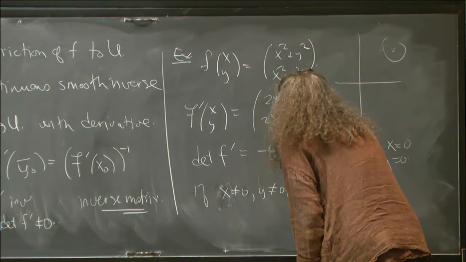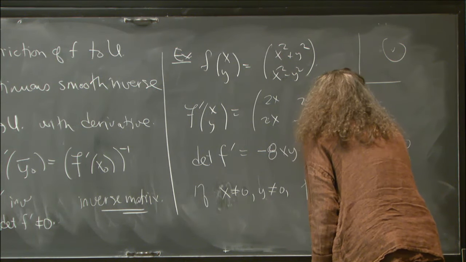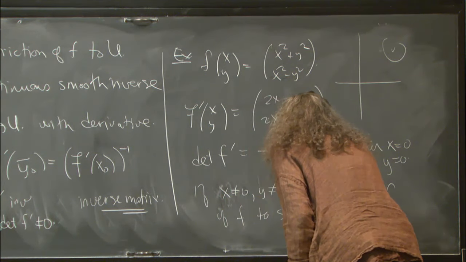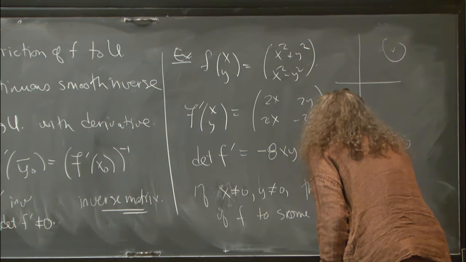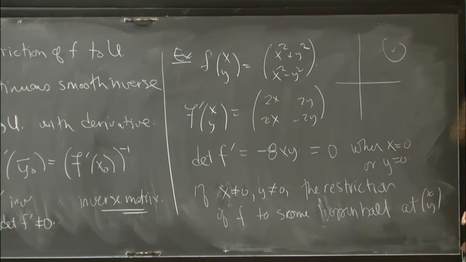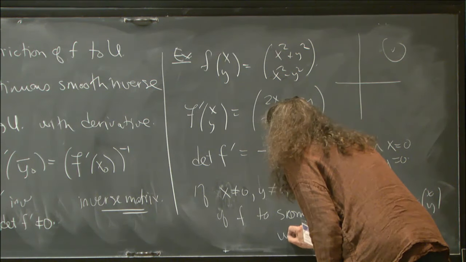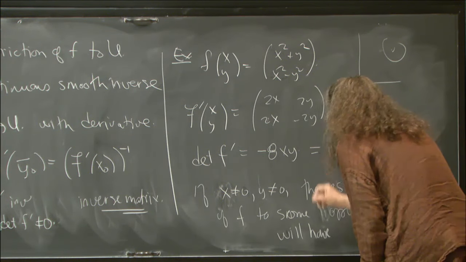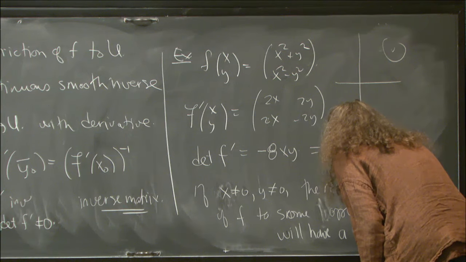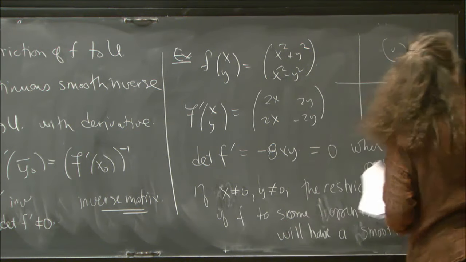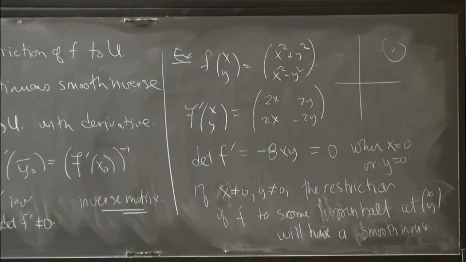So the restriction of F to some open ball at x, y. The ball might be small, but some open ball will have an inverse, a continuously differentiable inverse. This is, of course, a smooth function, so we'll have a smooth inverse. I think in this case you can actually solve for the inverse function, but there are lots of cases where you can't actually solve for the inverse function.